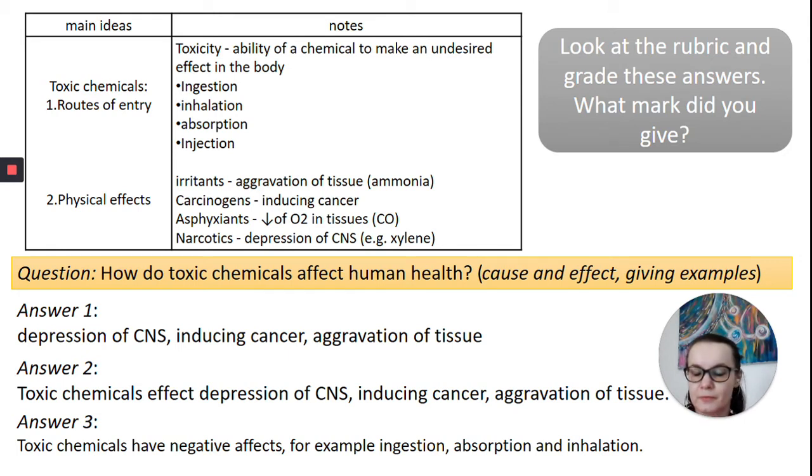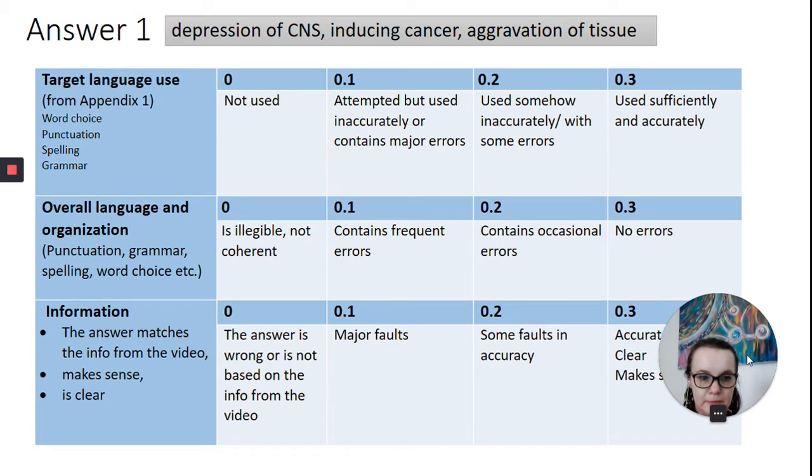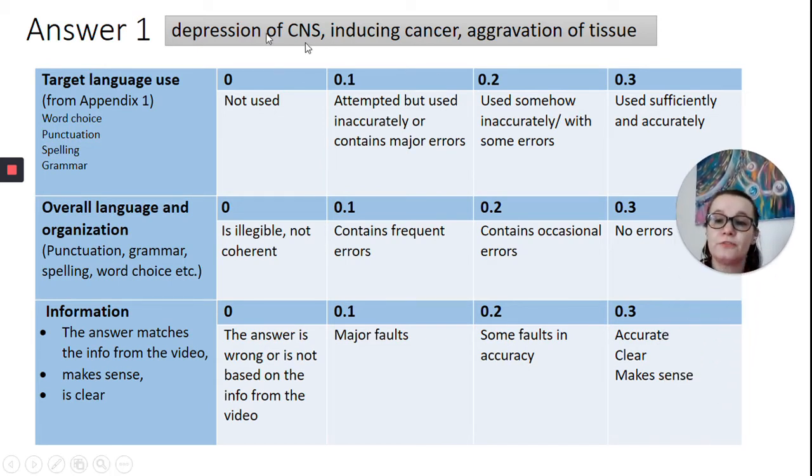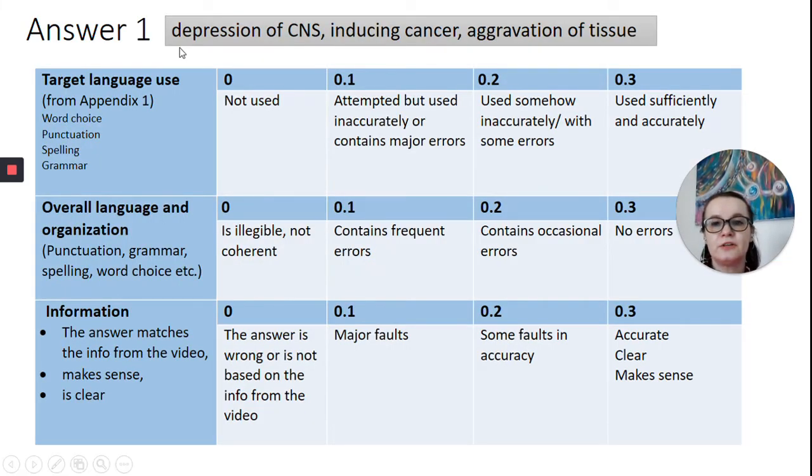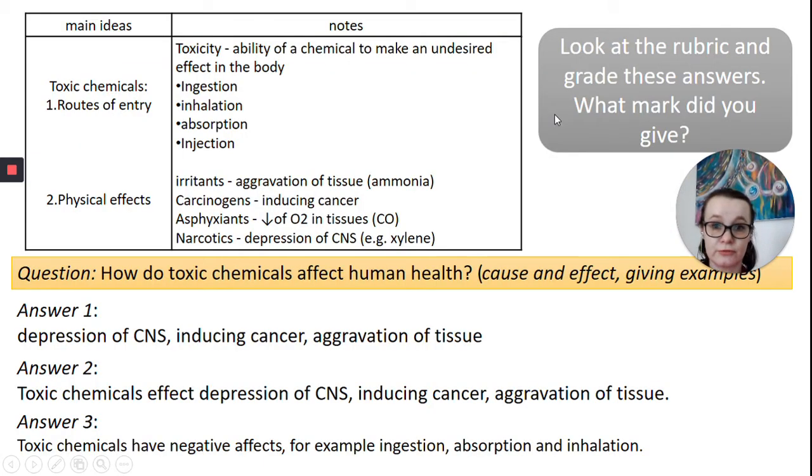Well, let's move on. Okay, oopsie, my face. So the first answer was, the question was, how do toxic chemicals affect human health? You need to use cause and effect language and the language of giving examples. All right? And the answer is depression of CNS, inducing cancer, aggravation of tissue, which is actually taken from the notes. Where is it taken from? Here, from here.